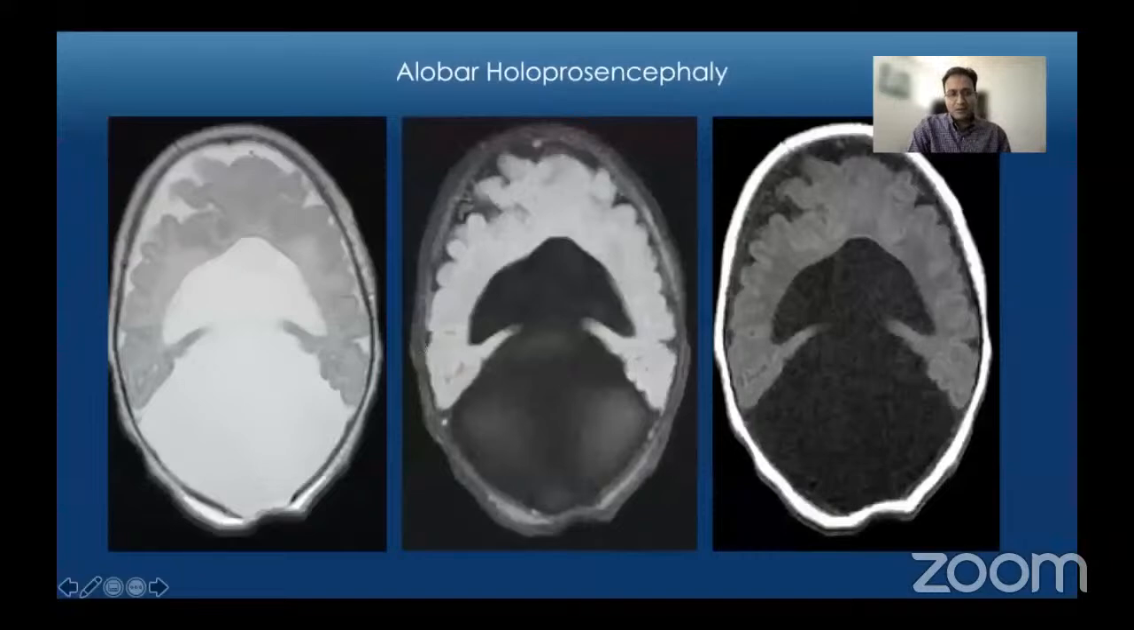This is an example of alobar holoprosencephaly, where there is lack of separation of the cerebral hemispheres. There is a single forebrain with a horseshoe-shaped monoventricle, which widely communicates with this large dorsal interhemispheric cyst.